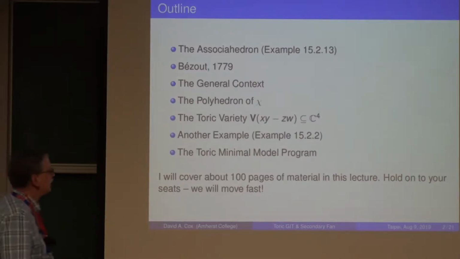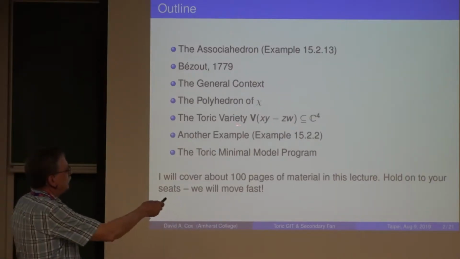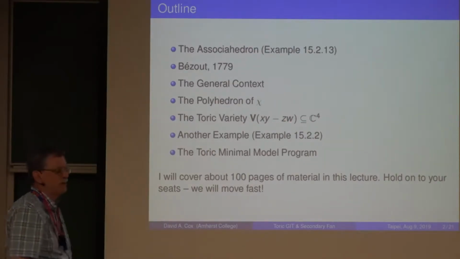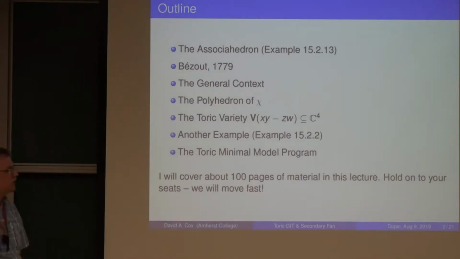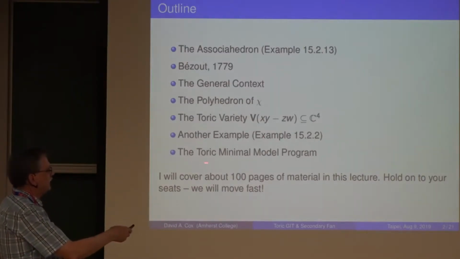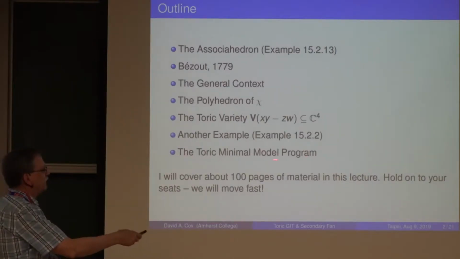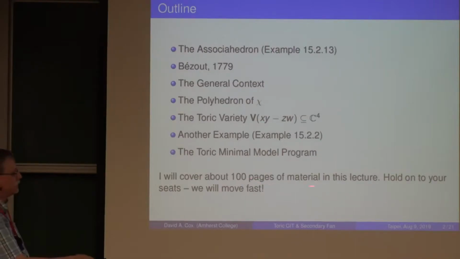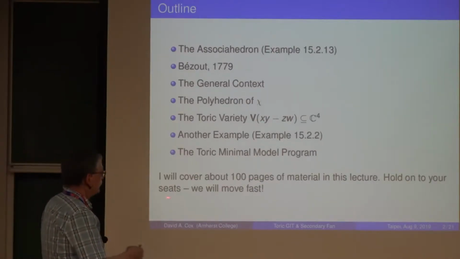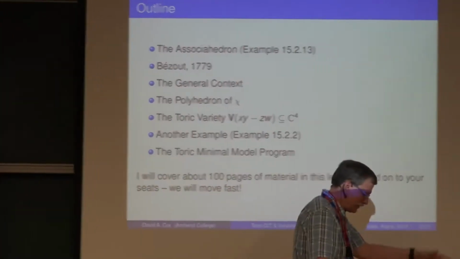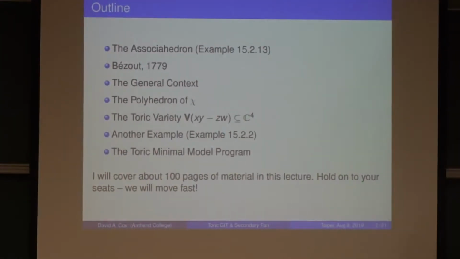And then I'm going to take one of our most basic examples, the one we saw on the first day, and think about this from the point of view of geometric invariant theory. We're going to look at one other example, and then I'll finish off with the toric minimal model program. And like I say, it's about 100 pages of stuff, so just hold on to your seats. And the answer is don't worry, there's no exercises. This is more just for fun.